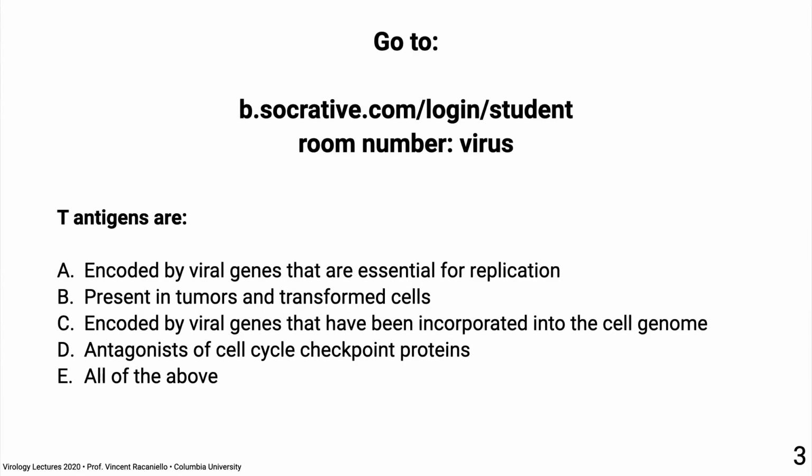All right, our last question. T antigens are: A, encoded by viral genes that are essential for replication; B, present in tumors and transformed cells; C, encoded by viral genes that have been incorporated into the cell genome; D, antagonists of cell cycle checkpoint proteins; E, all of the above. All right, how do we do here? All of the above is right. T antigens are encoded by viral genes. They're essential for replication. They're present in tumors and transformed cells, encoded by viral genes that have been incorporated in the cell genome, and they're antagonists of cell cycle checkpoint proteins.